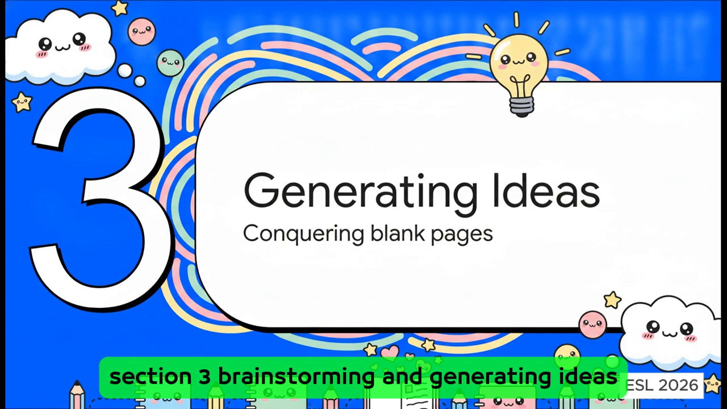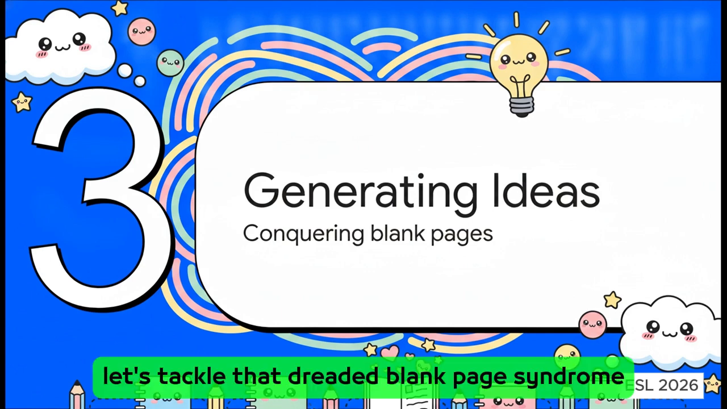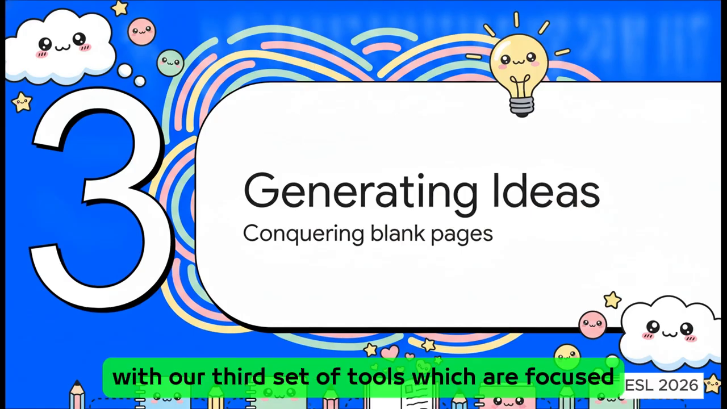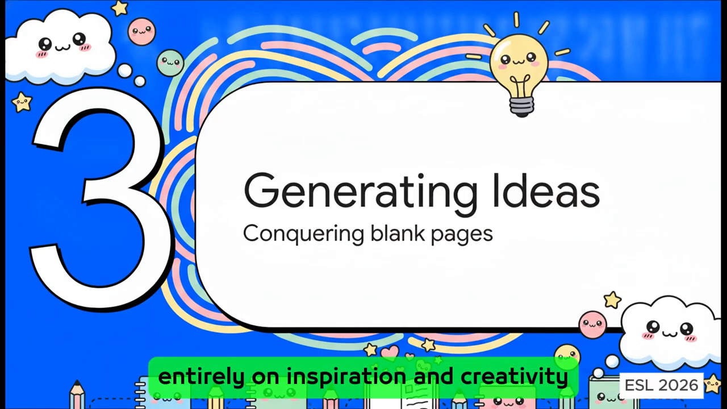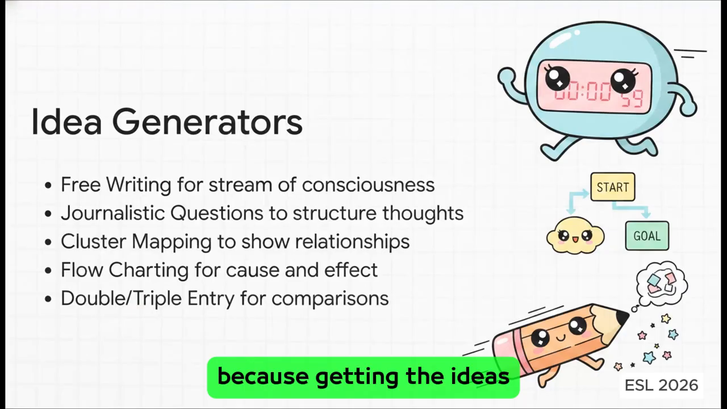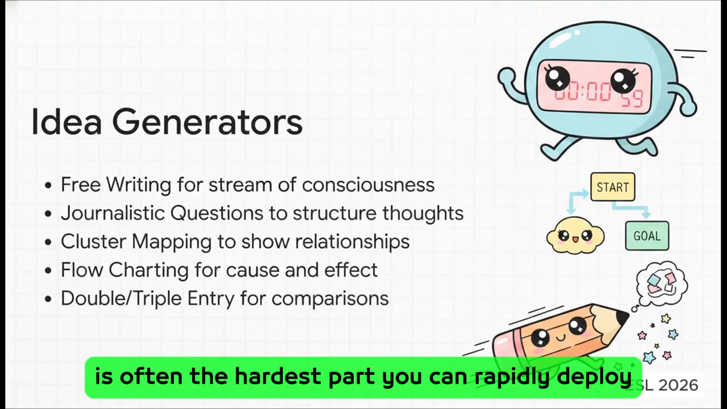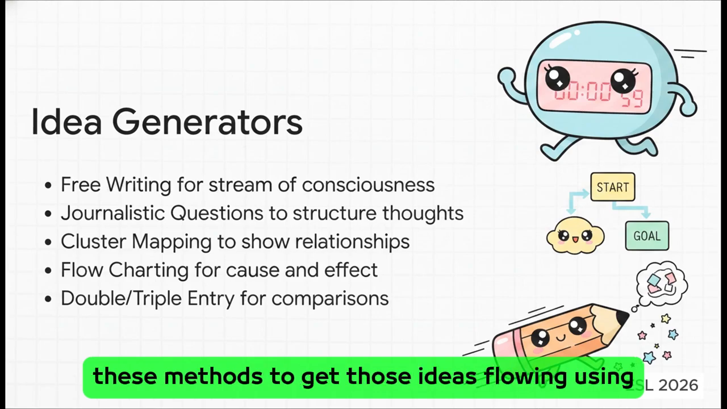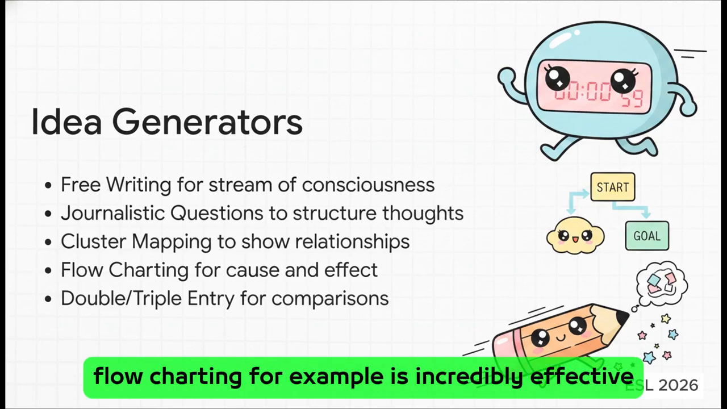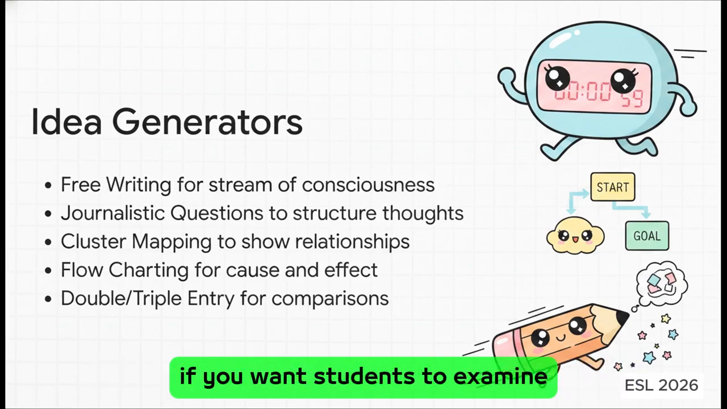Section 3. Brainstorming and generating ideas. Let's tackle that dreaded blank page syndrome with our third set of tools, which are focused entirely on inspiration and creativity. Because getting the ideas out of a student's head and onto the paper is often the hardest part. You can rapidly deploy these methods to get those ideas flowing. Using flowcharting, for example, is incredibly effective if you want students to examine cause and effect relationships.